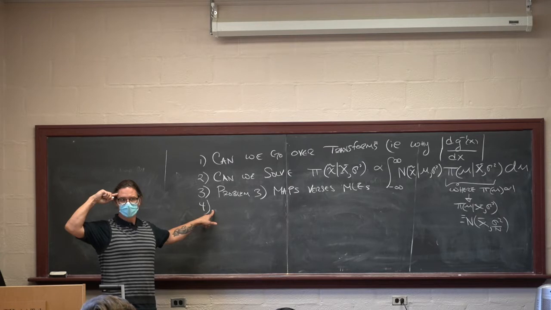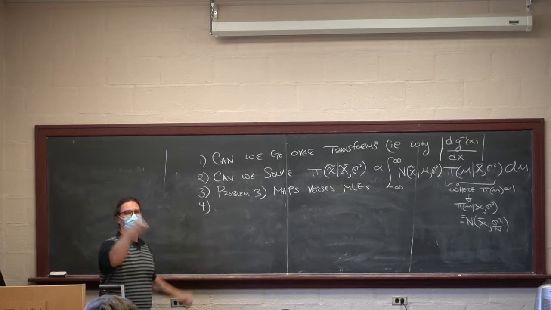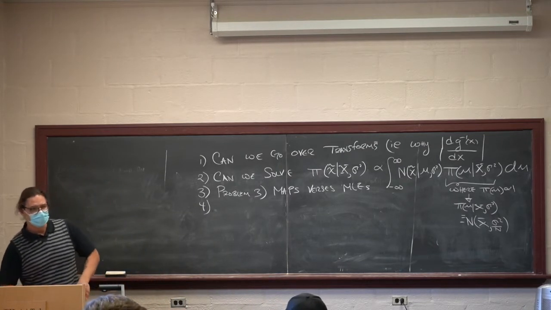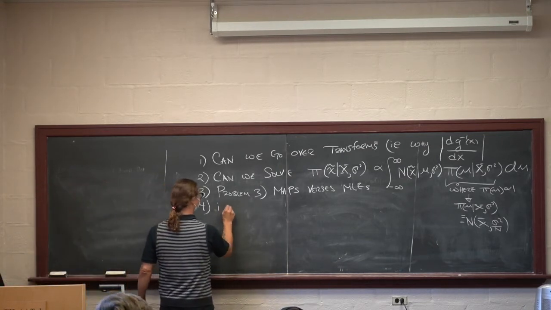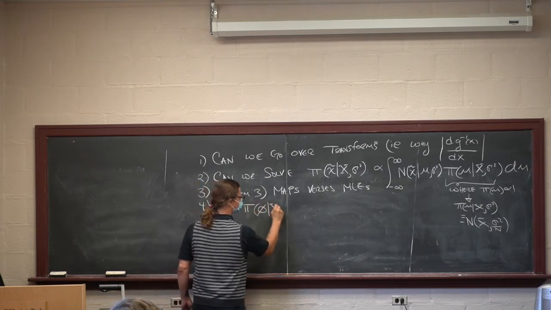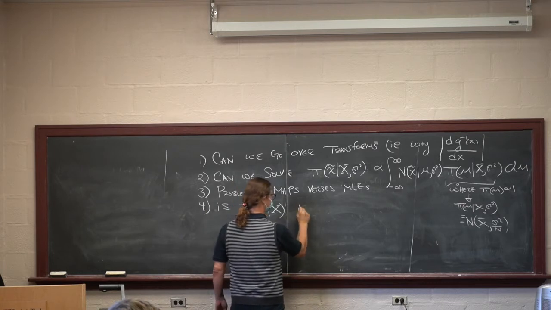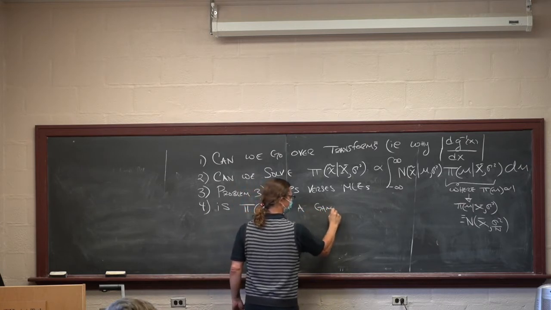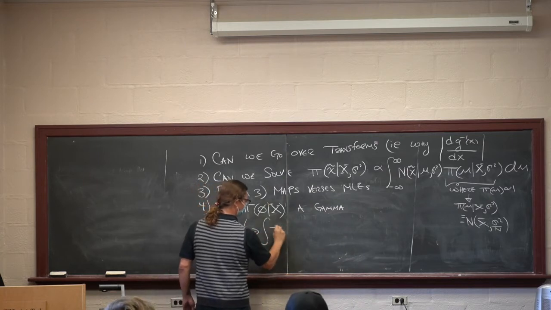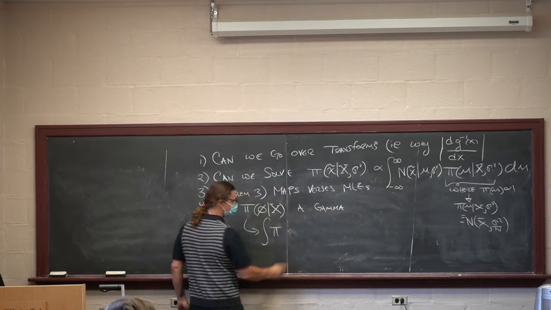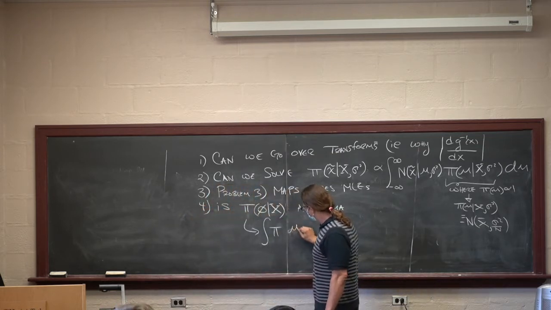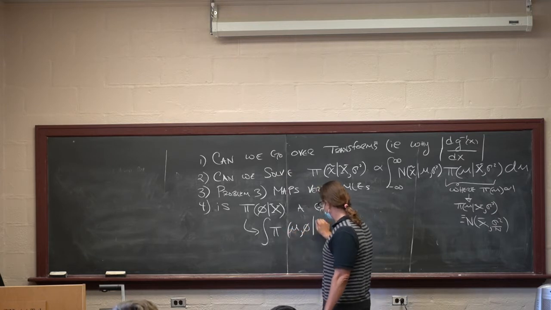Problem 1, part 1: is the end result a gamma? That's your question. Yes, it is. It's going to be a gamma. So, is pi of phi given x a gamma? I think we did it maybe a number of ways. There are lots of ways to do a problem, but it really is just this at the end of the day.